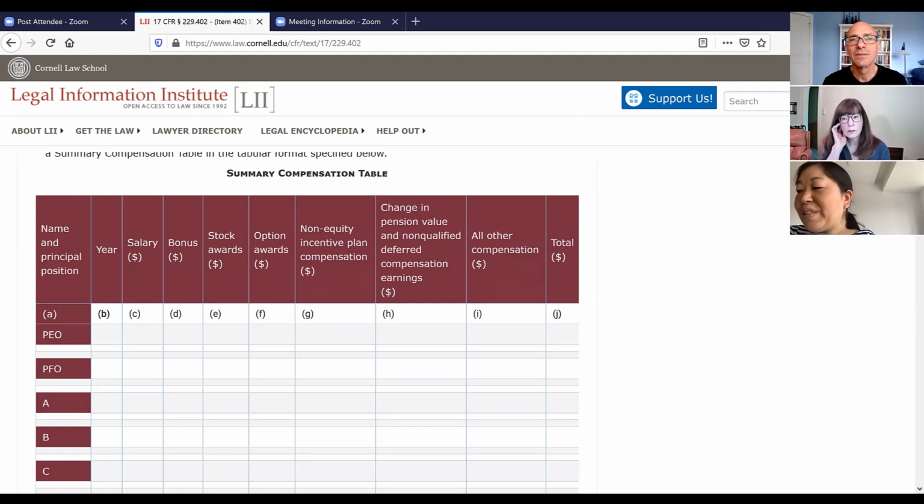Another question that we get a lot is, what do you do if a person changes their title in the course of the year, especially if they've changed their title since the time of year end and the time that the proxy actually gets filed with the SEC? The SEC doesn't actually tell you, but what we think probably makes sense is to report people's current title and then indicate by footnote what their title was at the end of the year.